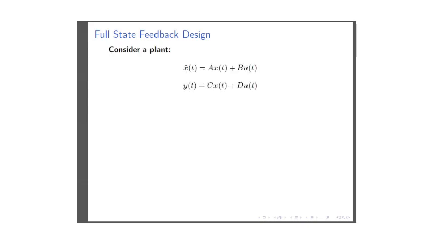Now, to introduce this, consider a plant in the standard state space form as we have it in these two equations, the state differential equation and the output equation. And let's consider the suggested control law that the input vector u as a function of time is the negative of some other gain matrix G to be determined, post multiplied by the state vector X.